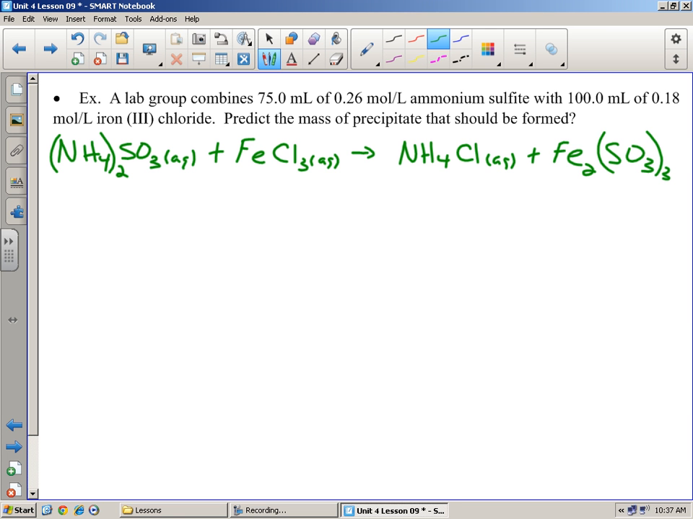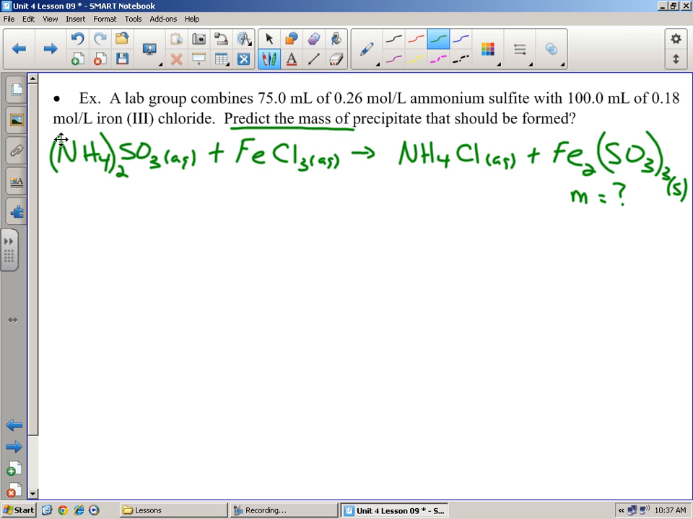So you need to look both of these up to figure out which one is aqueous and which one the precipitate is, which happens to be this one here, the solid. Which one is slightly soluble, which one is very soluble. Because the precipitate is what you're trying to find, the mass of the precipitate, right? Predict the mass of the precipitate formed.